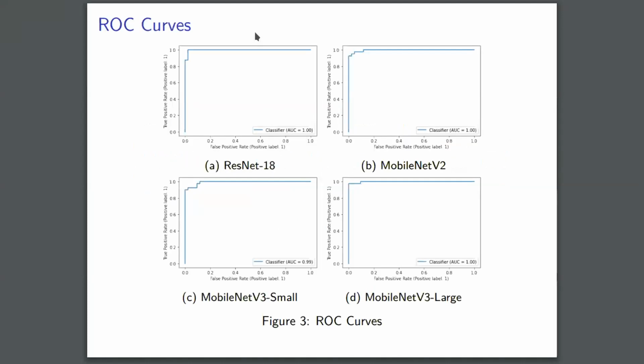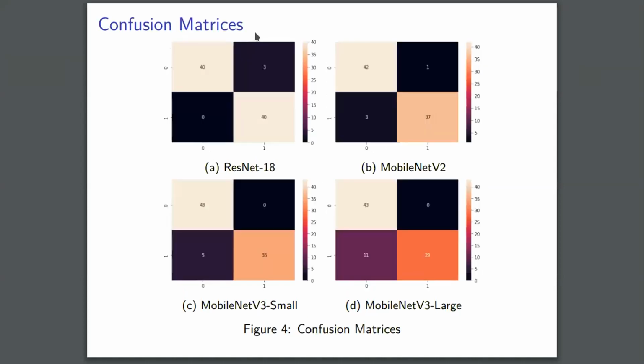Now coming to the ROC curves, we get nearly ideal ROC curves, as we can see, and nearly a perfect AUC score as well for almost all the models. You can also see clearly that MobileNet version 3 isn't as good when compared to ResNet 18 or MobileNet version 2 in this case. Now we can also show the confusion matrix.